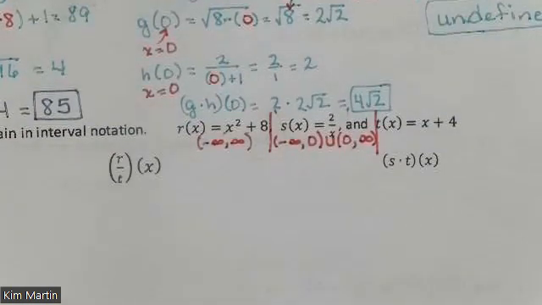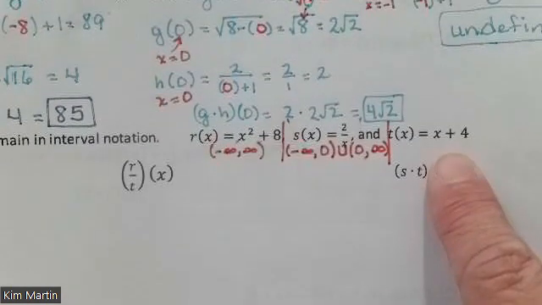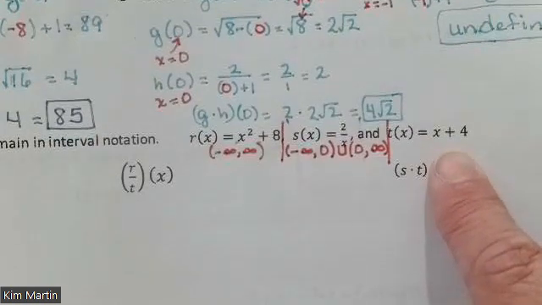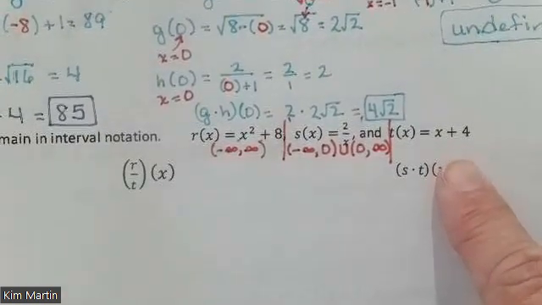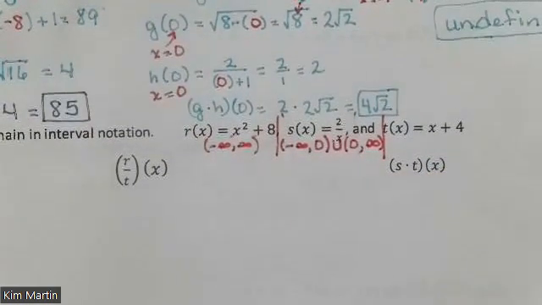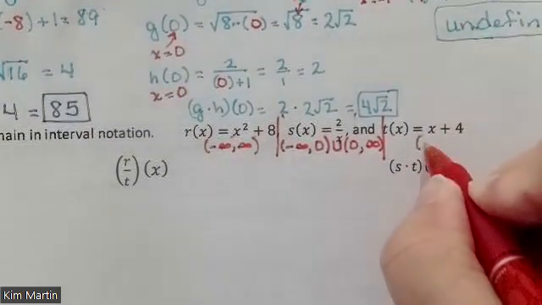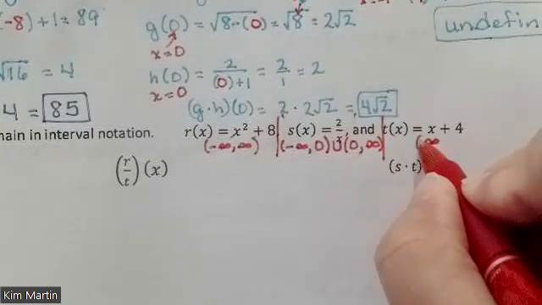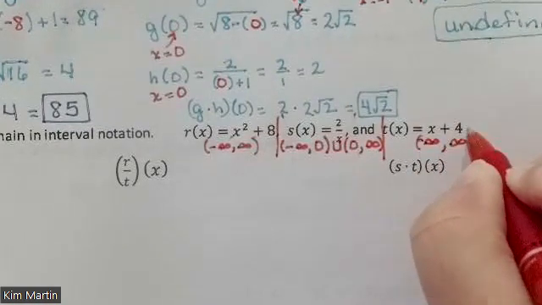All right. Now, here, are we dividing by 0? Or are we taking the square root? No. So we're not doing either of those, so it's all real numbers. Okay. Because here's the thing. It's negative infinity to infinity.